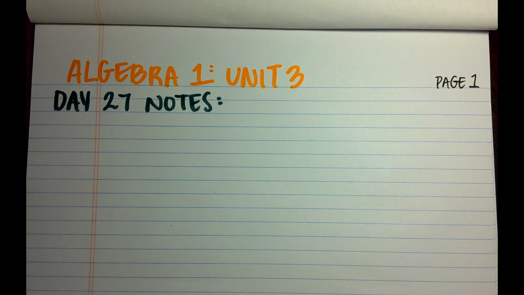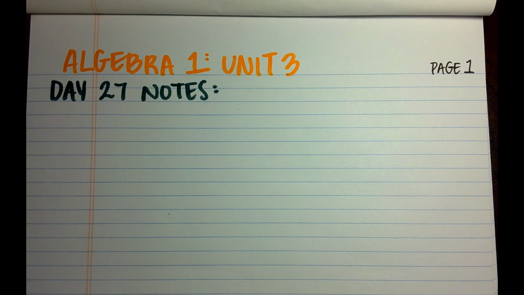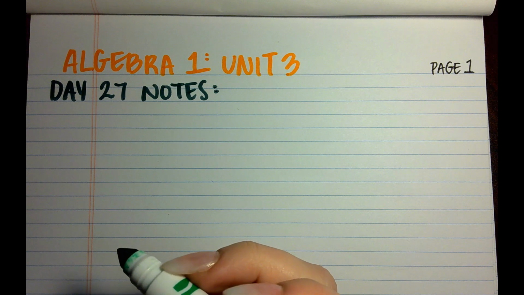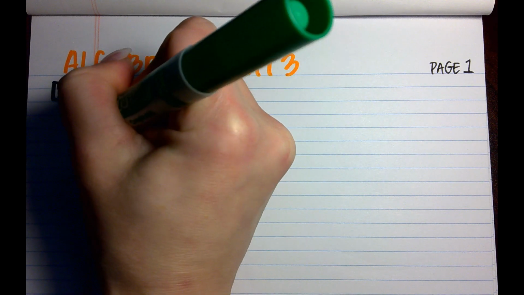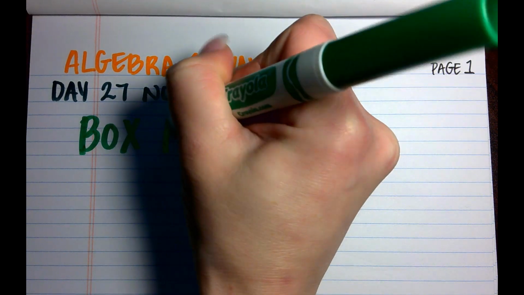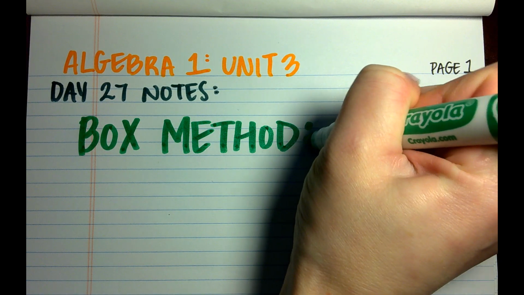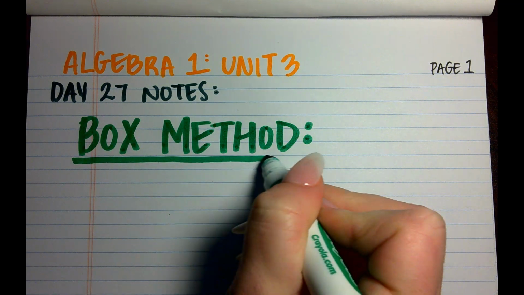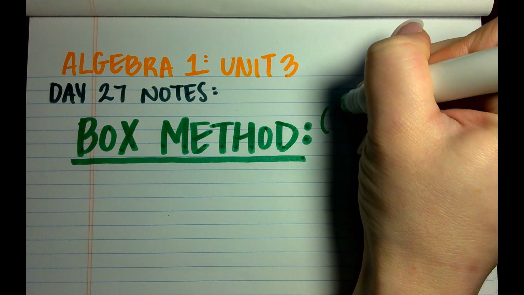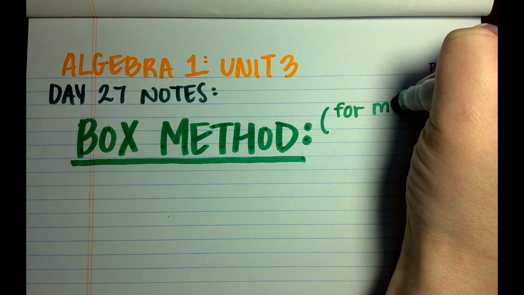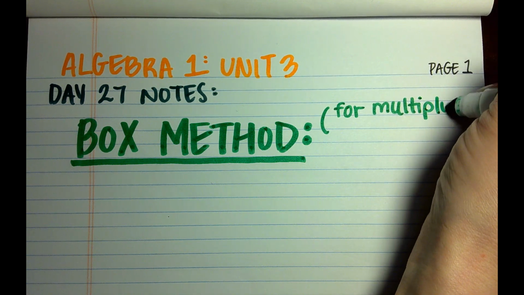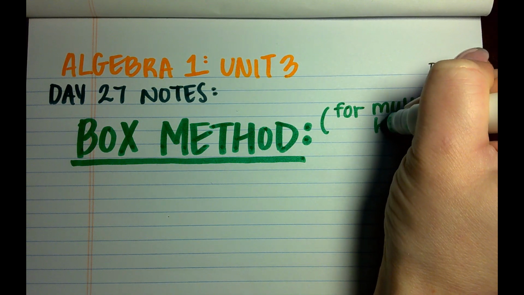So we just started taking notes, so you came just in time. We've been using the FOIL method. I'm going to show you a new method called the box method for multiplying binomials.